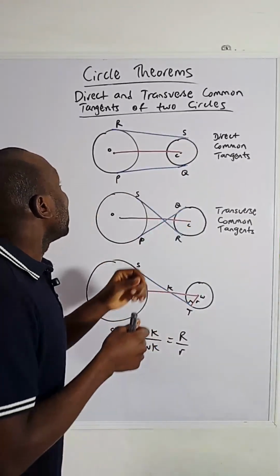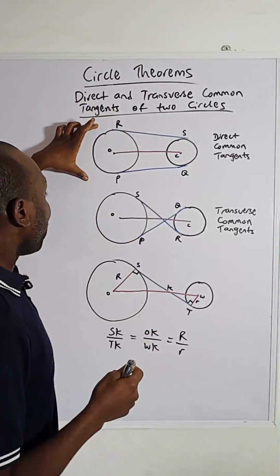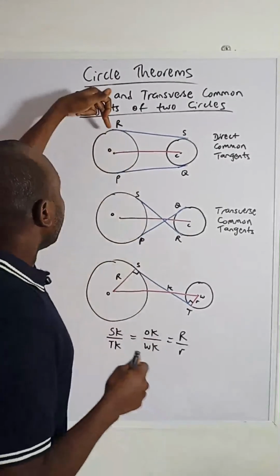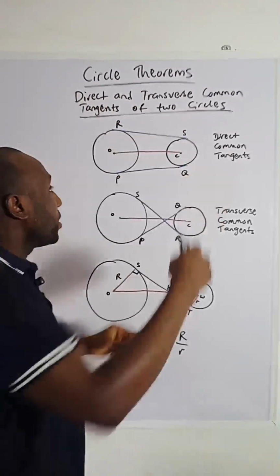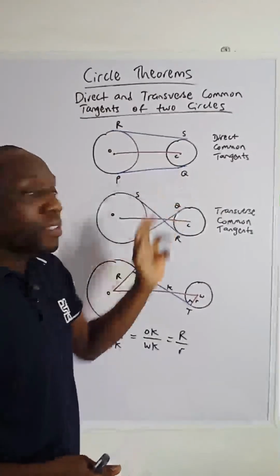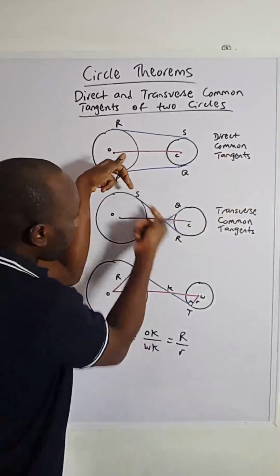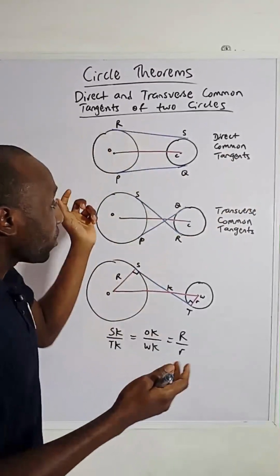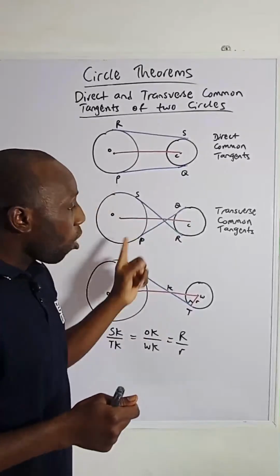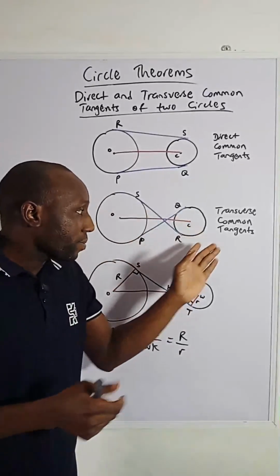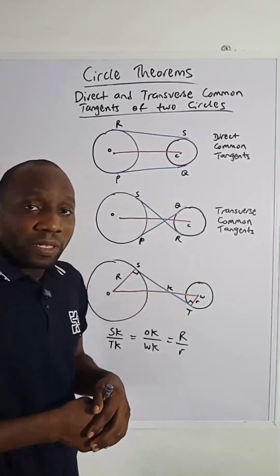Now, look at these two words, direct and transverse. What you have for this first one is direct. The top to the top here, top R, top S, same tangent. The same thing at the base of the circle, P and Q. That's why this one is called direct common tangent. But this one, you see that from top to the base of the other circle. So this is what we call transverse. This is the transverse common tangent of both circles. This tangent is touching the circle at P and touching this other circle at Q.